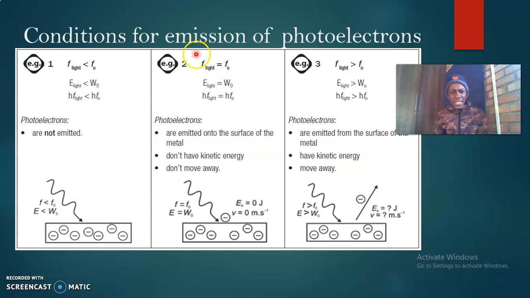Second condition: if the frequency of light equals the minimum energy that is required to remove, the electrons will come out and stay on the surface of the metal, but they will have no kinetic energy, therefore they cannot move away. Third condition: if the frequency of light is greater than the threshold frequency, the electrons will come out on the surface of the metal, but this time they will have kinetic energy, so they will be able to move away.